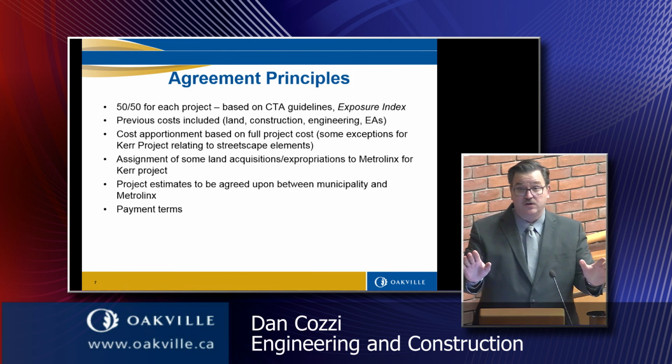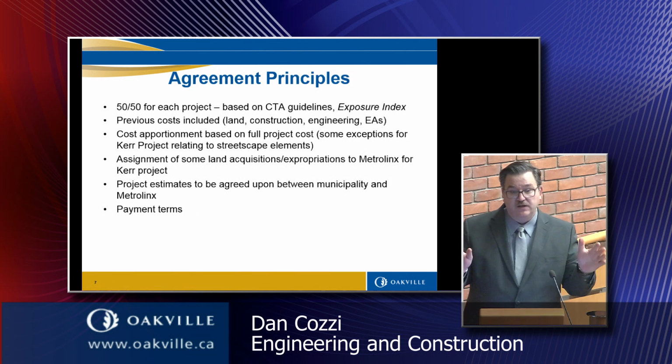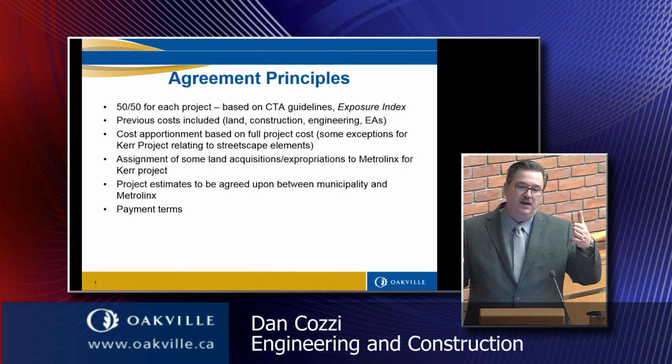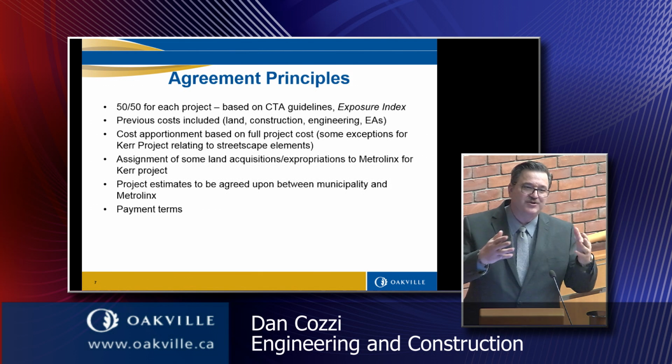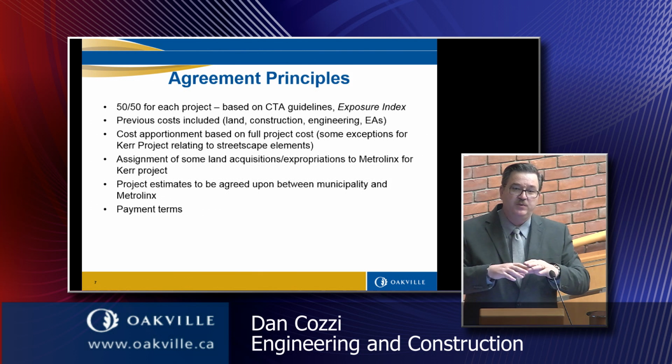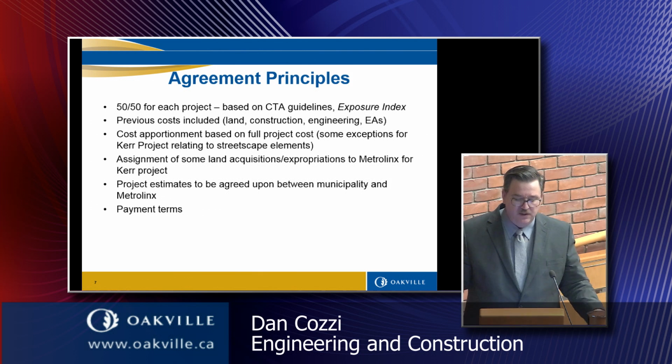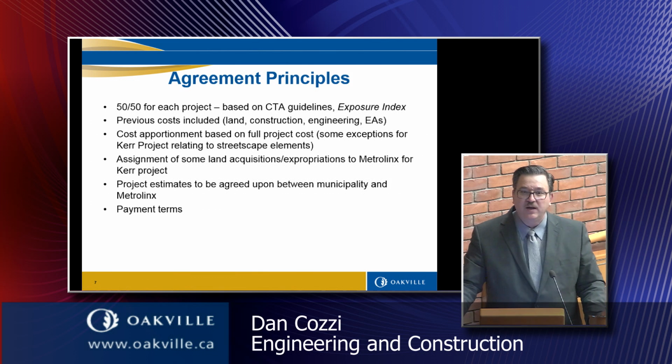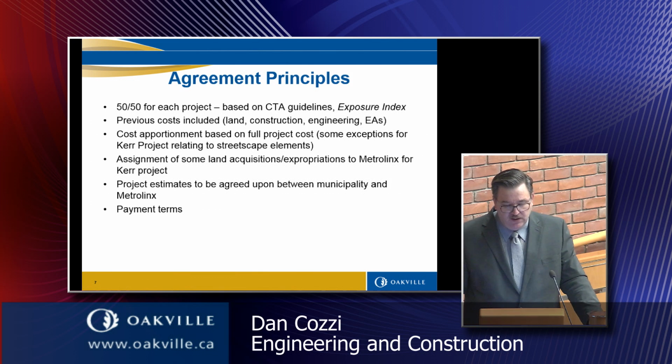Now, the exceptions for Kerr are as follows. Metrolinx is saying that they want the project limit at the south end to end at Spears Road, at the north leg of Spears Road, because the intersection work that's included in this project is actually more related to the Spears Road EA, which is something they're not participating in. We're going to work on them a little bit and hopefully get them to include that as well.